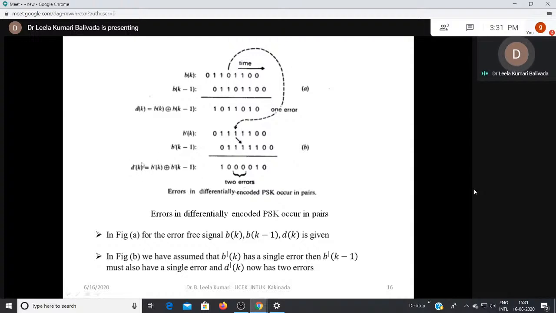Therefore, when we do the exclusive OR operation, the output is 1, 0, 0, 0, 1, 0. So, if you compare this result with this D of k, there were 2 errors here. So, we have assumed that B dash of k has a single error. Then B dash of k minus 1 must also have a single error. And therefore, D dash k has 2 errors. Therefore, in DEPSK, the errors always occur in pairs. So, this is the disadvantage with the DEPSK system.